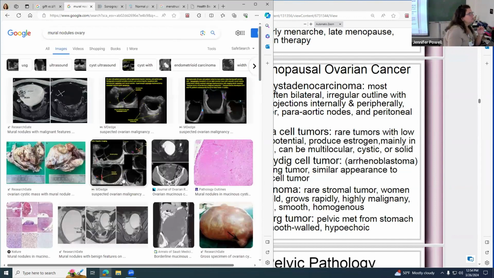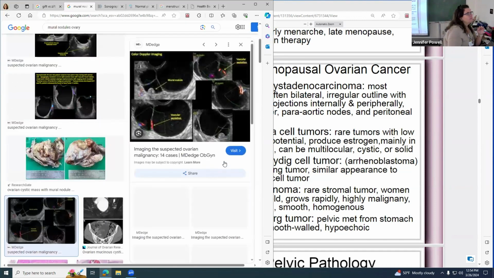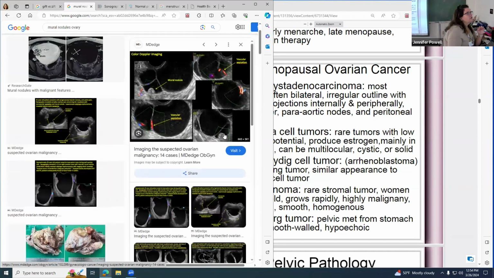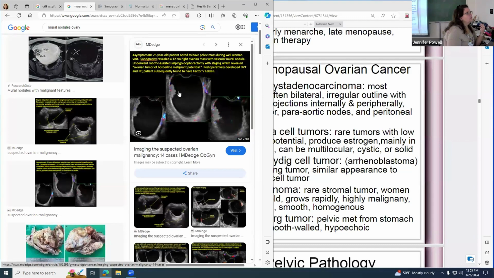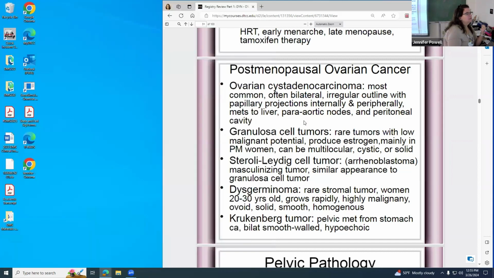So this little growth that's growing into the ovary, that is not a good sign. If you have vascular septations, the more septations and neural nodules, like these growths, the more chance it is a carcinoma.